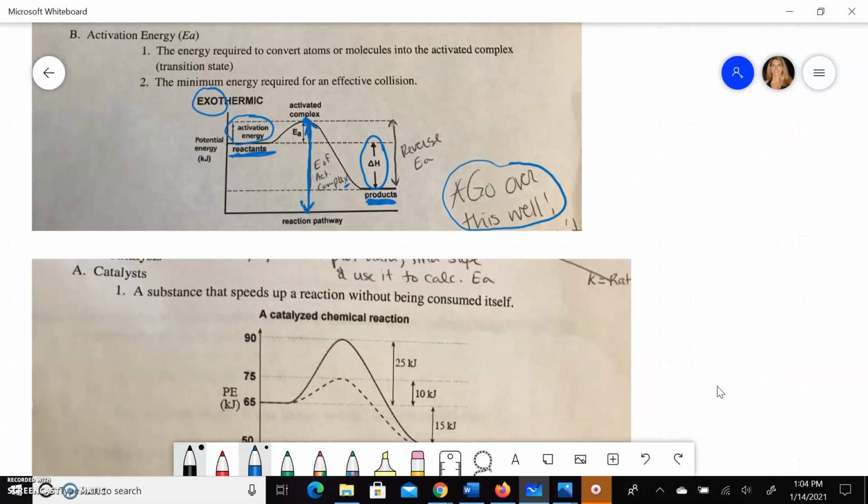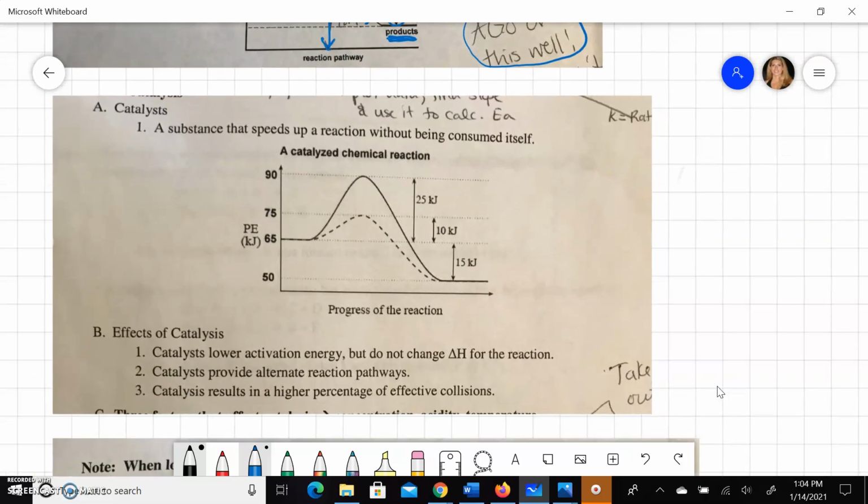And then if it was endothermic, let me just show you that. So that would look like this, where you have low reactants and then they gain energy and become higher on the product side. So make sure you can label all of that graph.